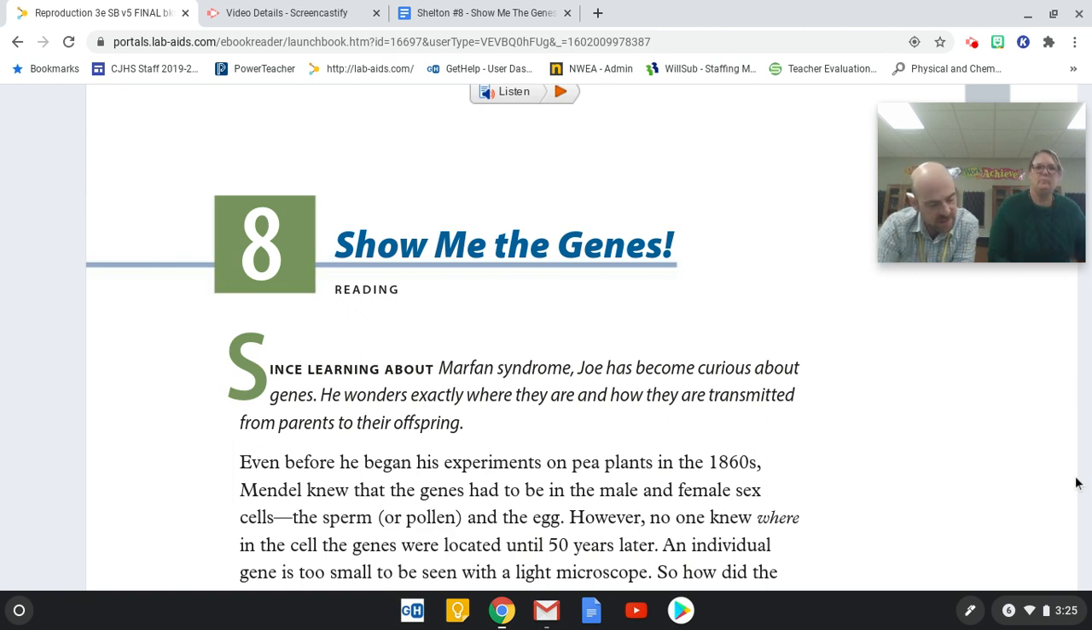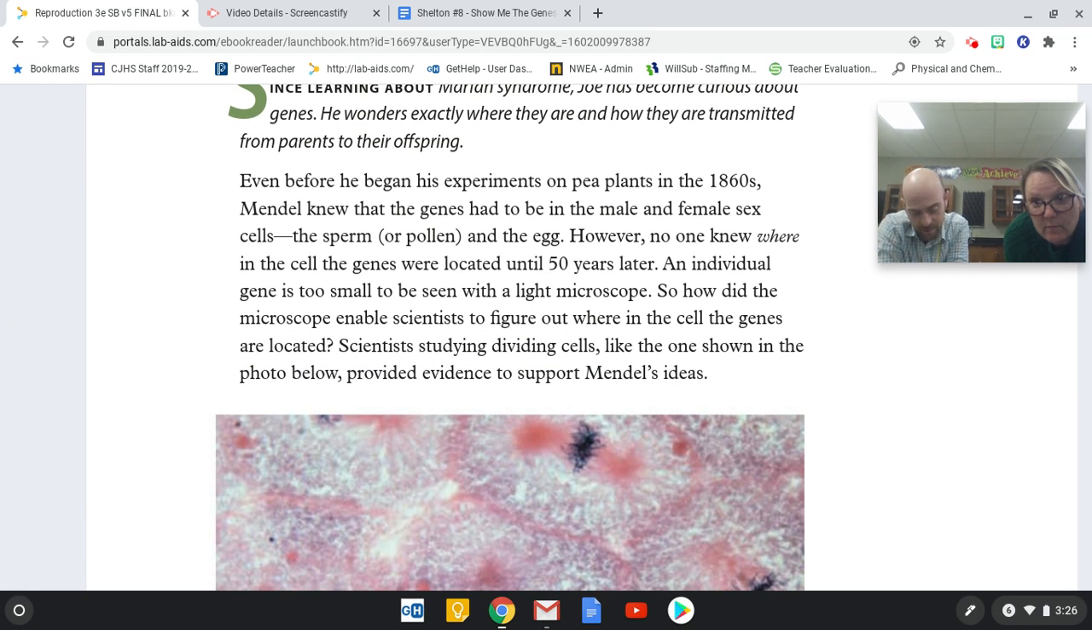Since learning about Marfan syndrome, Joe has become curious about genes. He wonders exactly where they are and how they are transmitted from parents to their offspring. Good question. Even before he began his experiments on pea plants in the 1860s, Mendel knew that the genes had to be in the male and female sex cells. In other words, the sperm or the pollen for your plant and the egg. However, no one knew where in the cell the genes were located until 50 years later. An individual gene is too small to be seen with a light microscope.